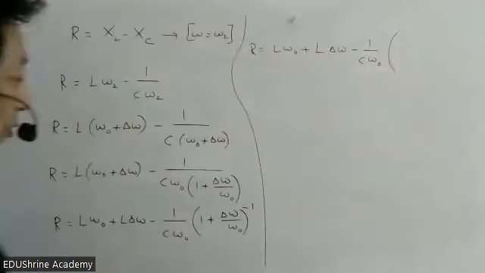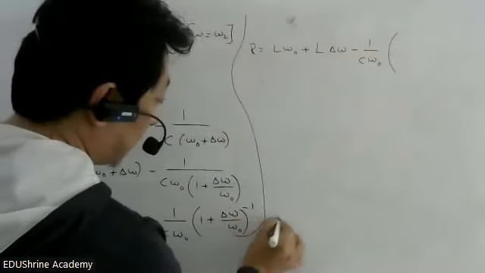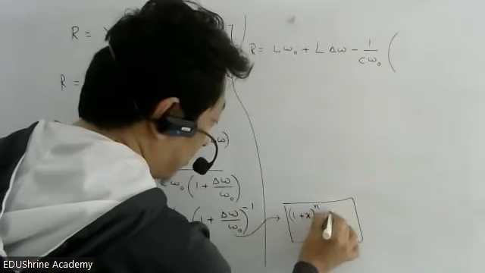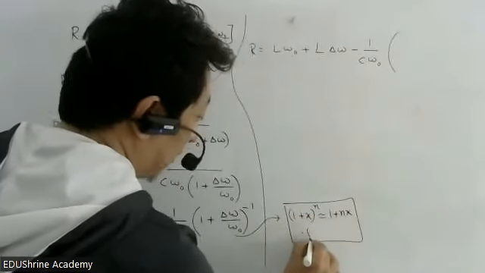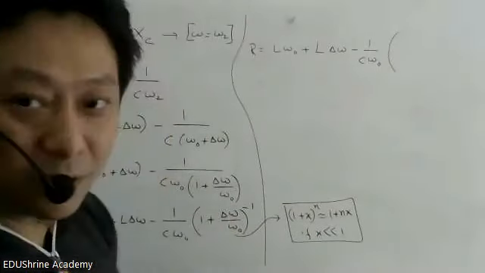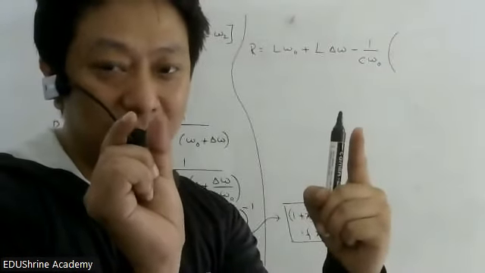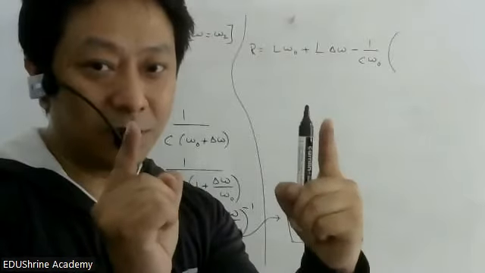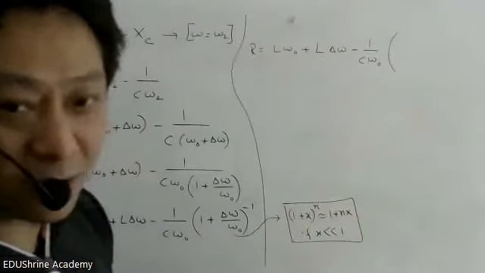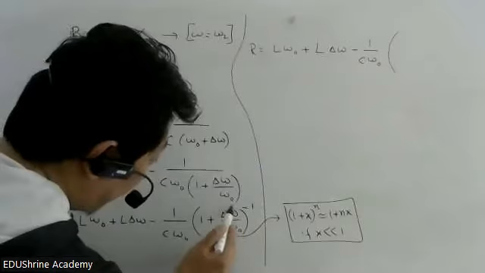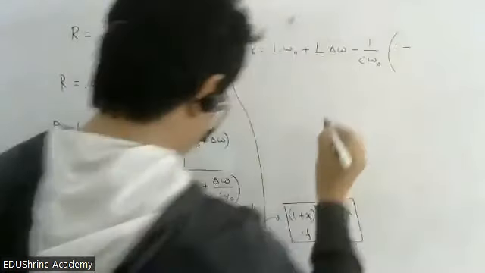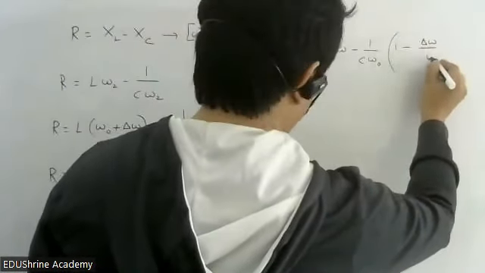And here I will use binomial expansion. (1 plus x) power n can be written approximately as 1 plus nx if x is very less than 1. Students, so this is a very small number. You check, omega naught was somewhere here, delta omega was this much only. So this much divided by this much will be a small number. So we can use binomial expansion. Think of this as x. So (1 plus x) power n, this n will come here. So you get 1 minus delta omega by omega naught.